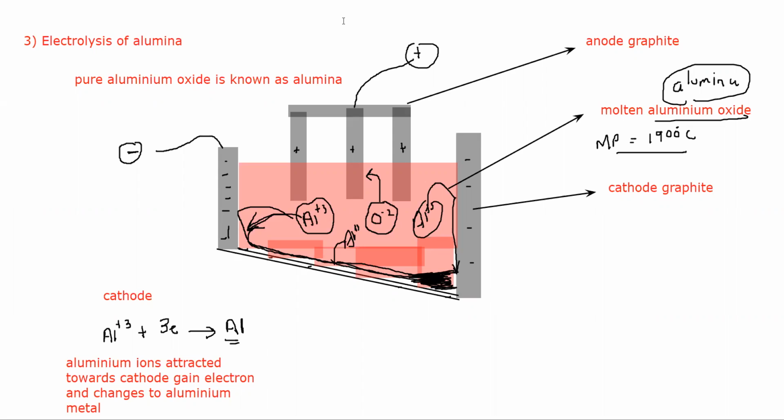Then what happened at the anode? The anode is the positive terminal. So the anode will attract oxygen. When one oxygen ion is attracted, it will lose 2 electrons and change into an oxygen atom. But oxygen is a non-metal, and non-metals, except group 8, all exist as diatomic. So when two oxygen ions are there, they will lose 4 electrons and turn into oxygen gas. So what you will observe is bubbles of oxygen.